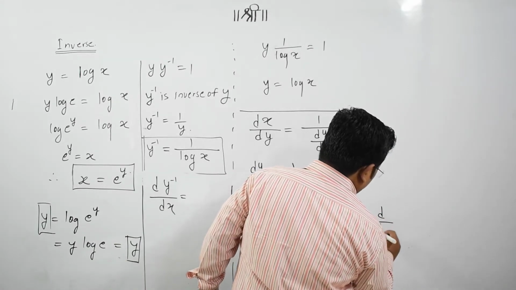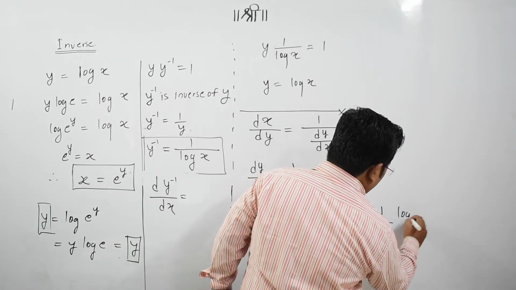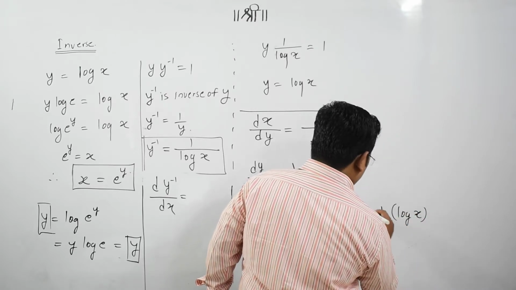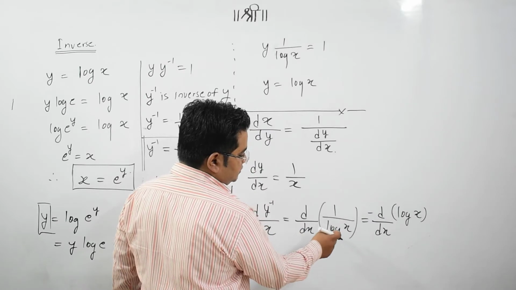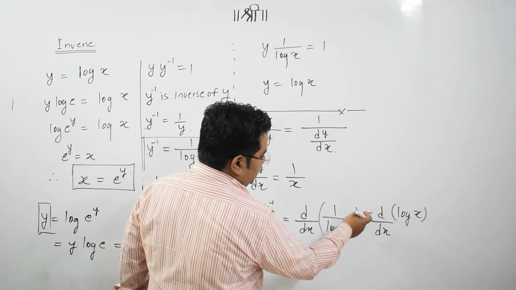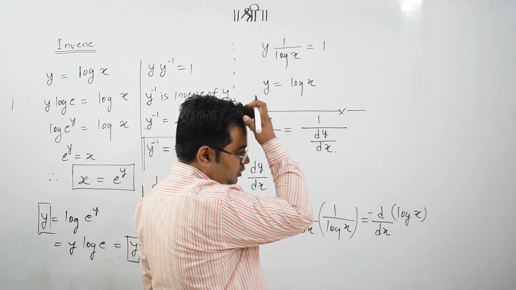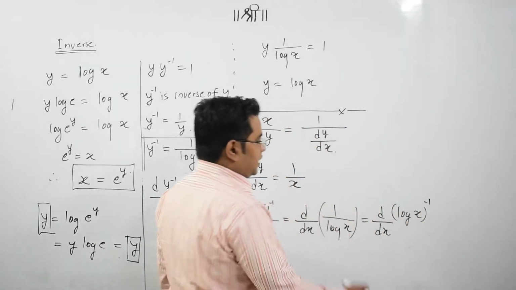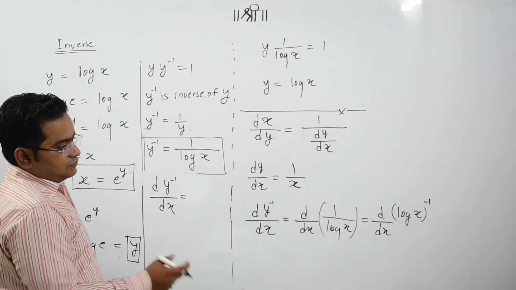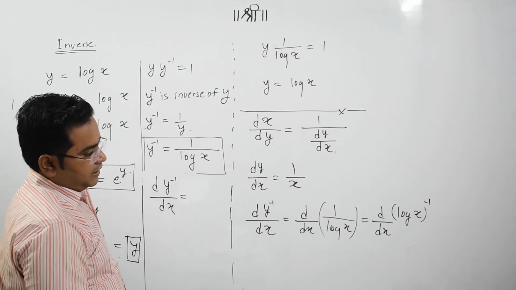So d upon dx of log of x, the minus sign comes outside, because this minus raised to this factor will give you this minus sign outside. So this whole parameter has this important factor. Okay, so I would like to keep it as it is. So minus 1. So log of x raised to minus 1.